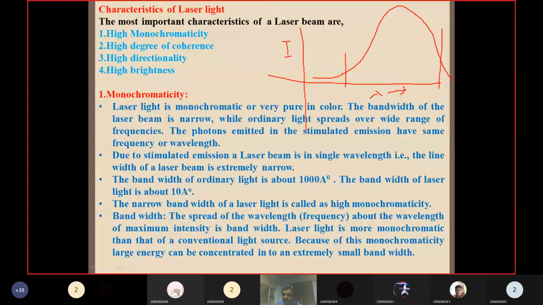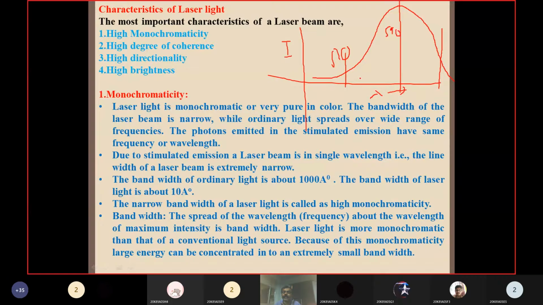Monochromaticity is nothing but a single wavelength. But here, if you observe, there is a width of wavelength, not a single wavelength. Suppose at the center the wavelength is 590 angstroms, the yellow color. But it spreads from about 570 to 600 angstroms, and more than that also.